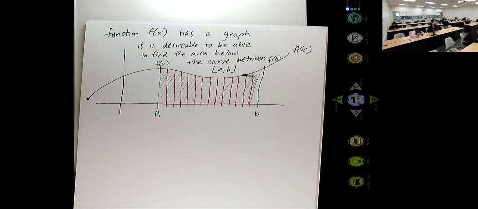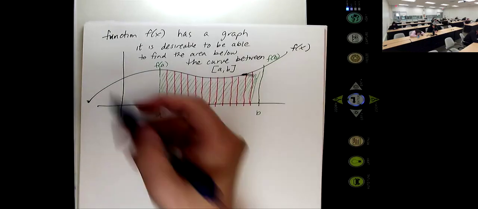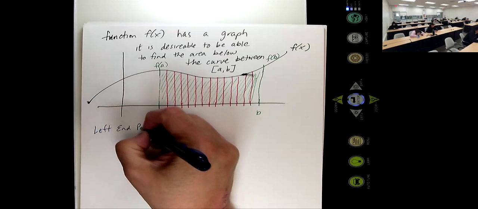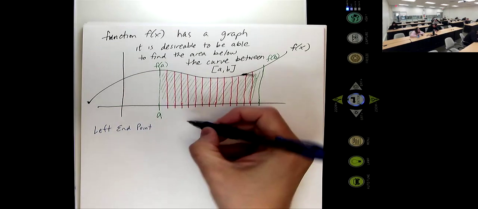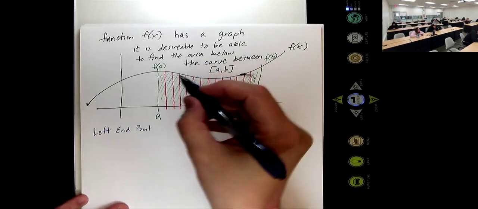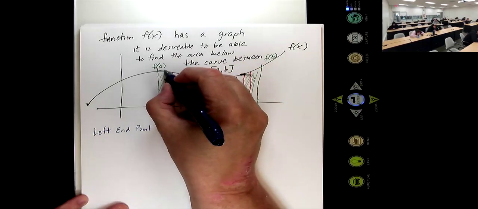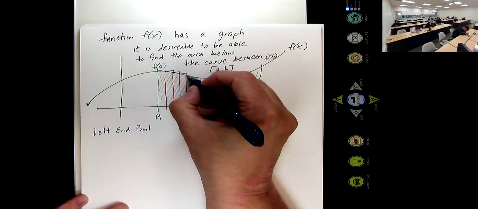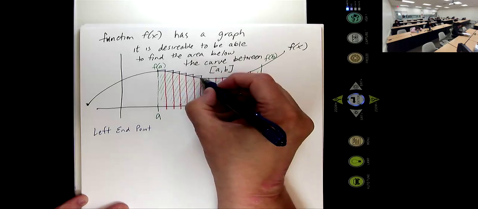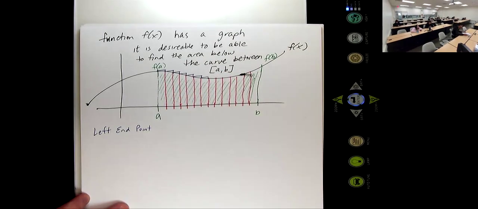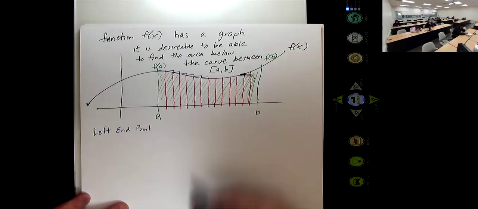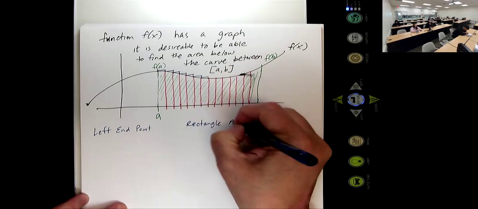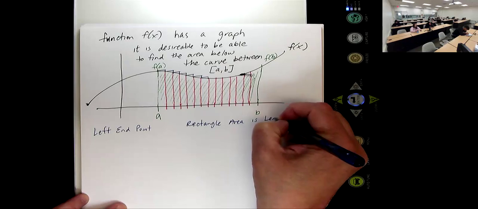There's a couple strategies. One strategy involves using the left endpoint for each square and making a rectangle with it, or that box. And when we have a rectangle, it's really easy. For a rectangle, the area is length times width.